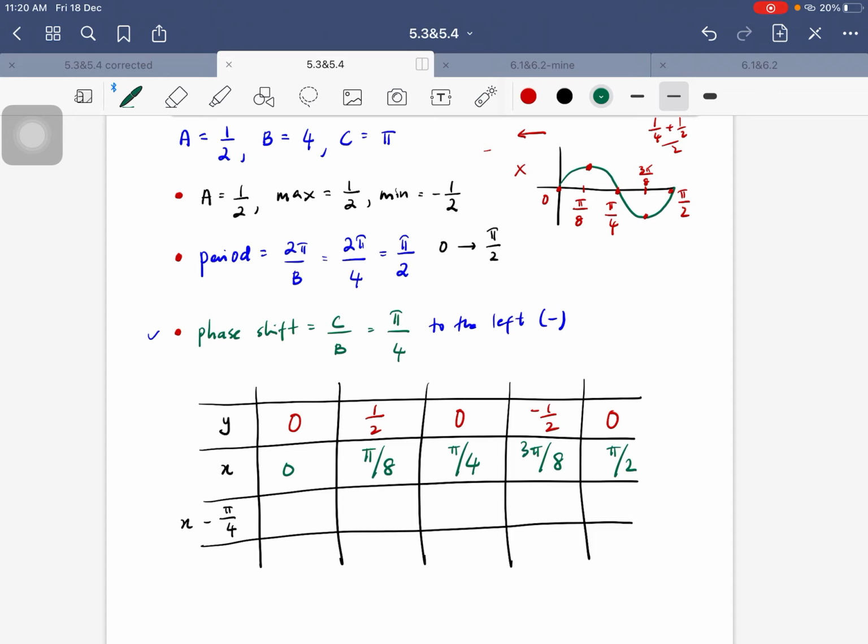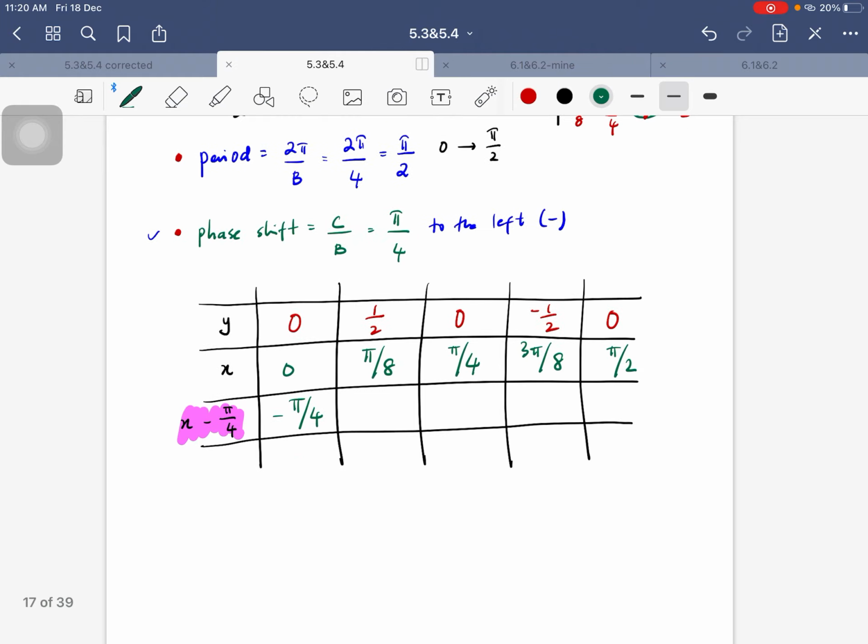Now I'm going to have to shift everything to the left. How many units? Negative pi over 4 units. Now all you have to do is this operation: take the value of x and minus that by pi over 4. So here, I'll end up with 0 minus pi over 4, which is going to be negative pi over 4. For this one, as I mentioned just now, you can just ignore pi. You just take 1 over 8 minus 1 over 4. Let me calculate that as well. 1 over 8 minus 1 over 4 gives you negative 1 over 8, but add pi to that, so it's going to be negative pi over 8. That is going to be the value.